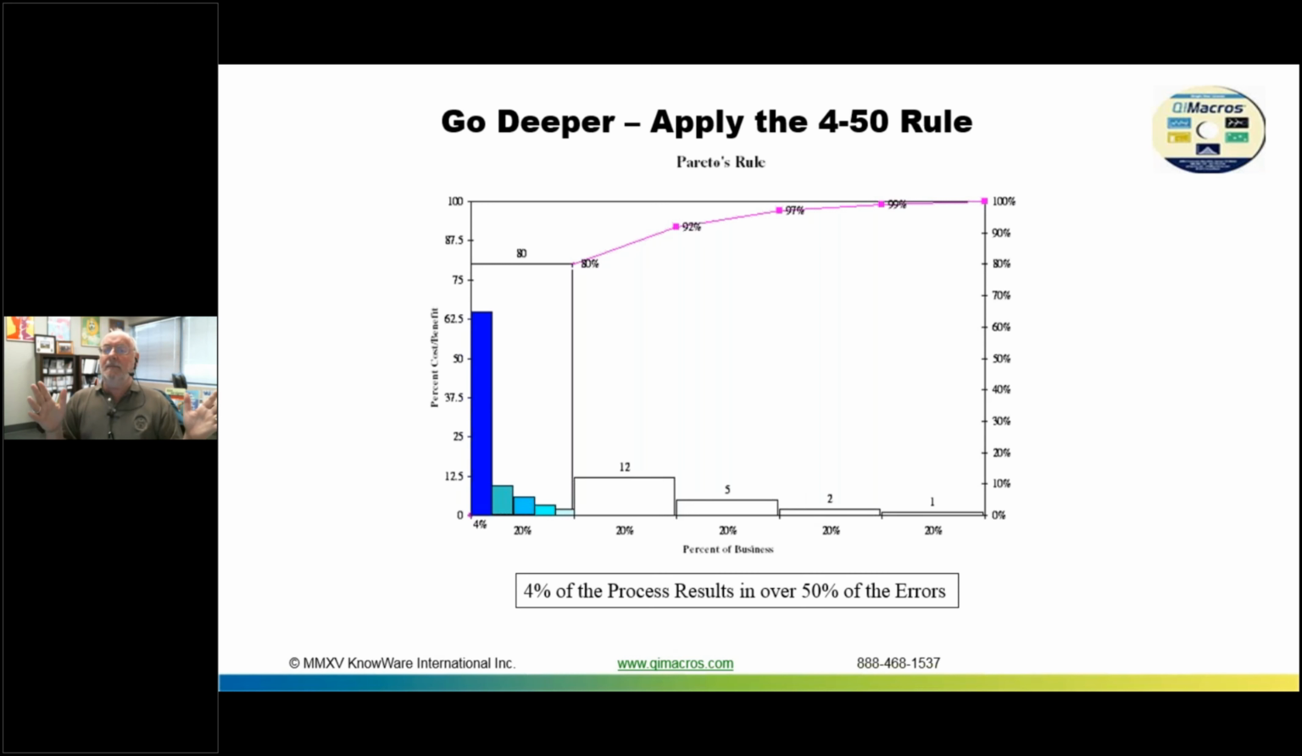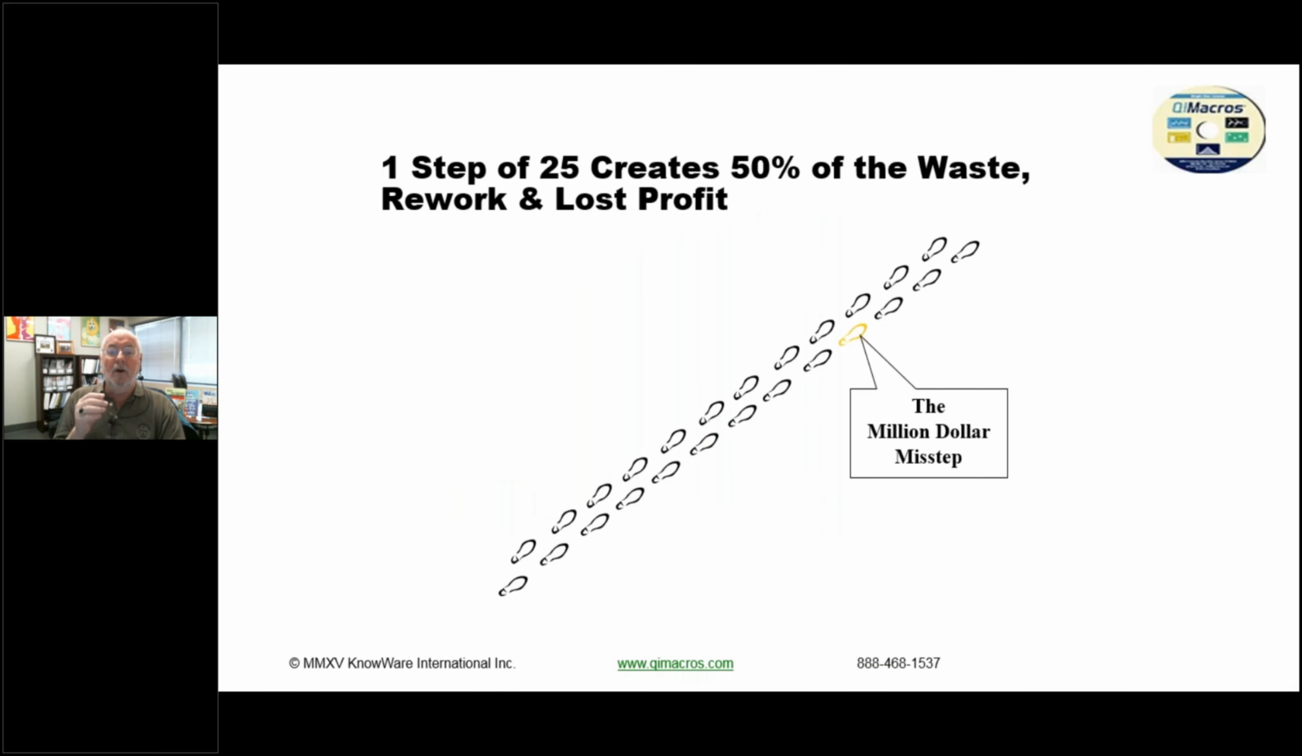And one of the great things about this is that you don't have to fix everything in your business. It's just a tiny little bit. 4% is 4 steps out of 100, or 1 step out of every 25. I call that the $1 million misstep, right? Somewhere along in here, we do something and it causes all this waste and rework. So let's go pinpoint that and fix it. Does that make sense?